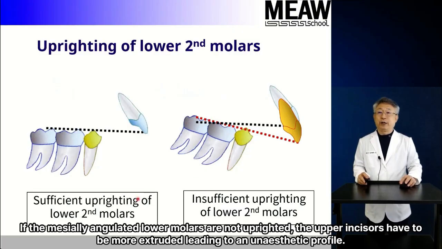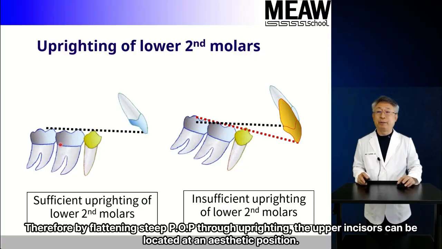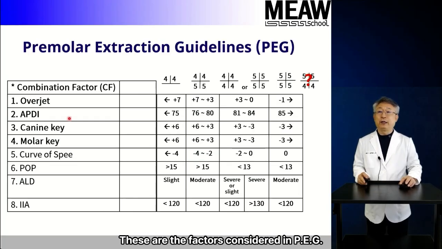If the mesially angulated lower molars are not uprighted, the upper incisors have to be more extruded, leading to an unaesthetic profile. Therefore, by flattening steep POP through uprighting, the upper incisors can be located at an aesthetic position. These are the factors considered in PEG.